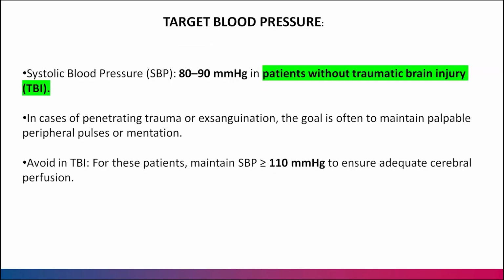Okay, so what is the target blood pressure? You target a BP between 80 to 90 millimeters of mercury in patients without traumatic brain injury. Okay, if it's TBI, probably you have to have a higher target, that is 110 millimeters of mercury. Okay, why higher? It's very straightforward. You have to maintain the cerebral perfusion pressure.